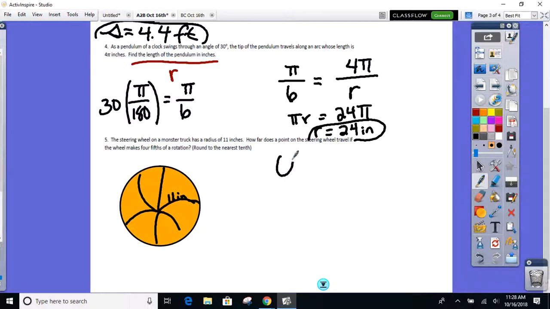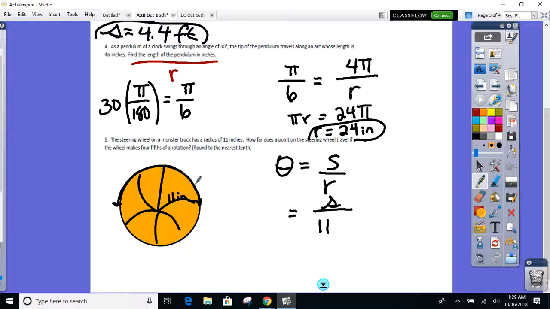So I know when I do theta equals S over R, 11 is my R value. What are you solving for if I'm asking how far does the point on the steering wheel travel? That's going to be my S value, because that's along the arc, right? So I'm going to solve for S, but how? I need theta. I can't have two missing variables. So how can I find that? Well, what else do we know?